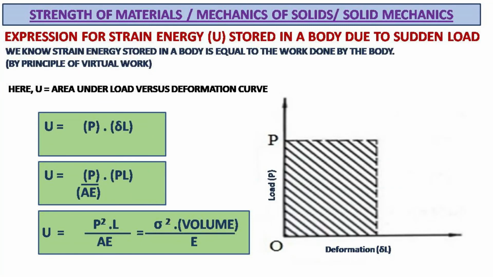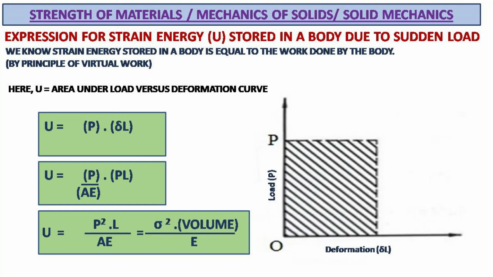Slide 24. In this slide we are deriving a formula for strain energy stored in a body due to sudden load. The figure shows the stress-strain curve of a material under sudden loading. Here, load is applied as suddenly as a whole. So we even see deformation suddenly without taking time. Now, to find strain energy, we are considering area under this load versus deformation curve. As the area is in the form of a rectangle, area of rectangle is given as length times breadth. By substituting the area value, we get strain energy U as, delta L times P.